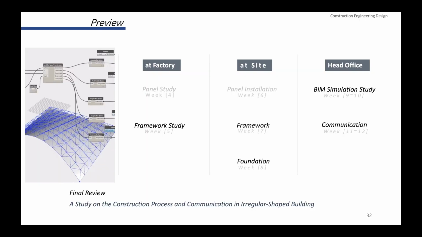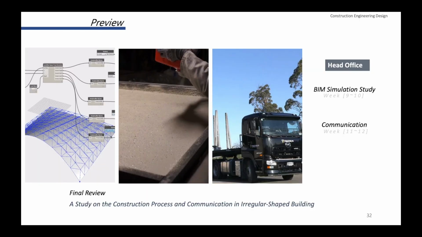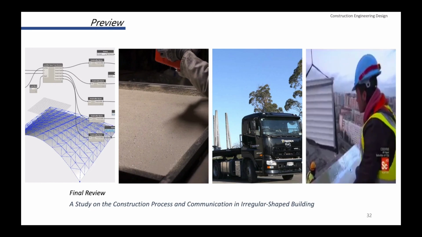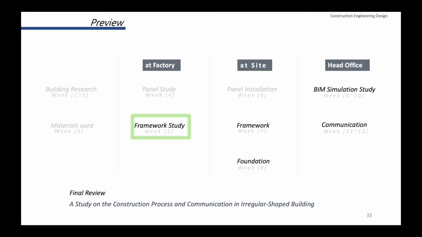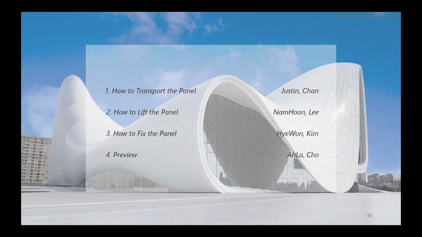All in all, the design of panels, the manufacturing, transportation, and construction processes are complete. From now on, we will study the design process to the construction process of the space frame structure that supports the building facade. This is the end of our presentation.